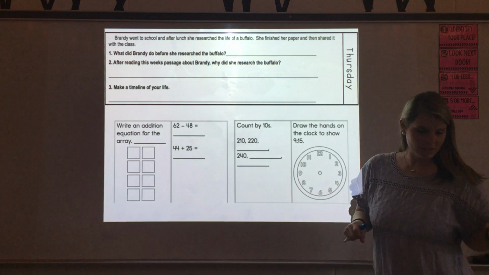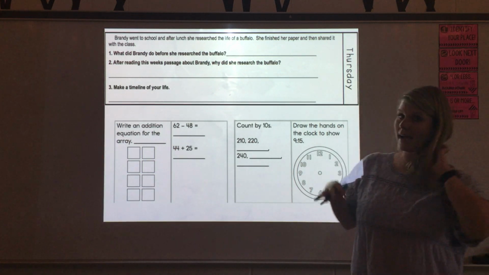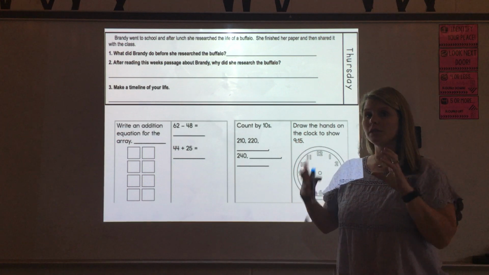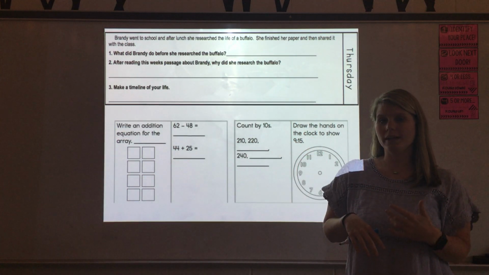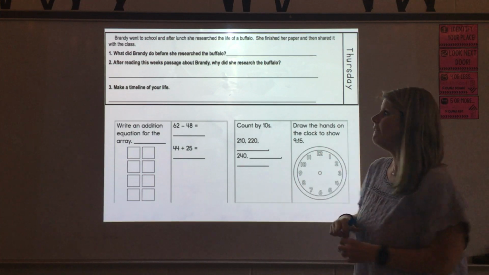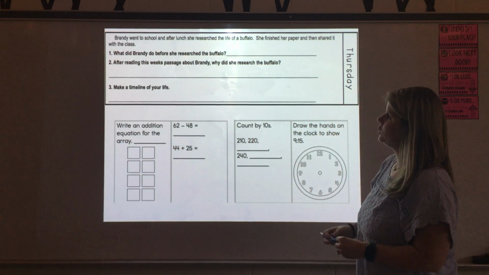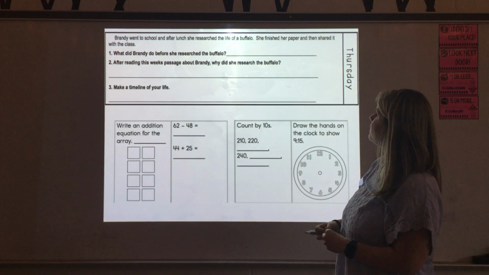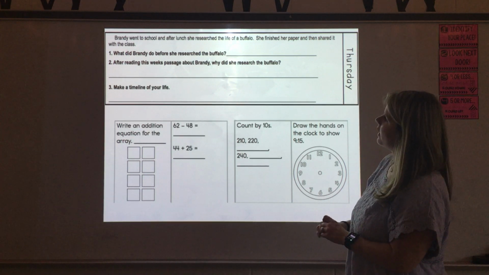All right, so we're finishing up old Brandy's life out in the Midwest today. This is the last component of morning work for language and math, and we'll talk more about what that's going to look like tomorrow. It's just what it says, good morning word review. So our last part says, Brandy went to school and after lunch she researched the life of a buffalo. She finished her paper and then shared it with the class.